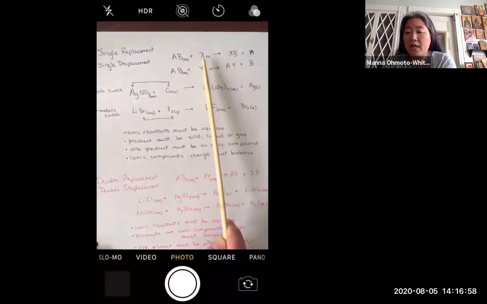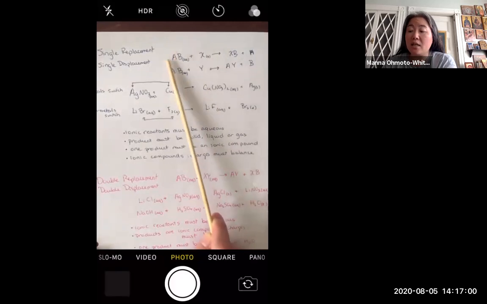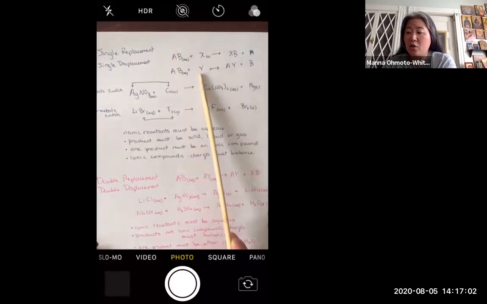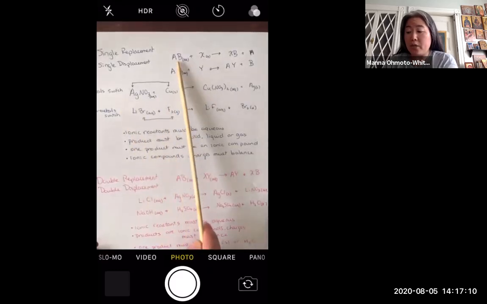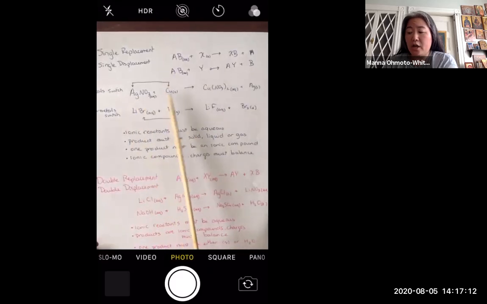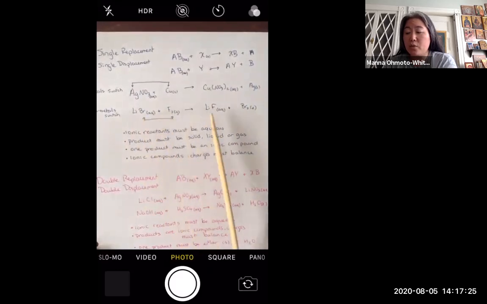Here X is a metal replacing the metal that's A, and Y is the non-metal that switches places with B. An example of the metals switching is silver nitrate and copper, where copper and silver switch places, and I leave silver by itself. If non-metals switch, take lithium bromide with fluorine gas: the fluorine and bromine switch places, so now LiF is together and Br is by itself. Again, you have to create products that actually exist.